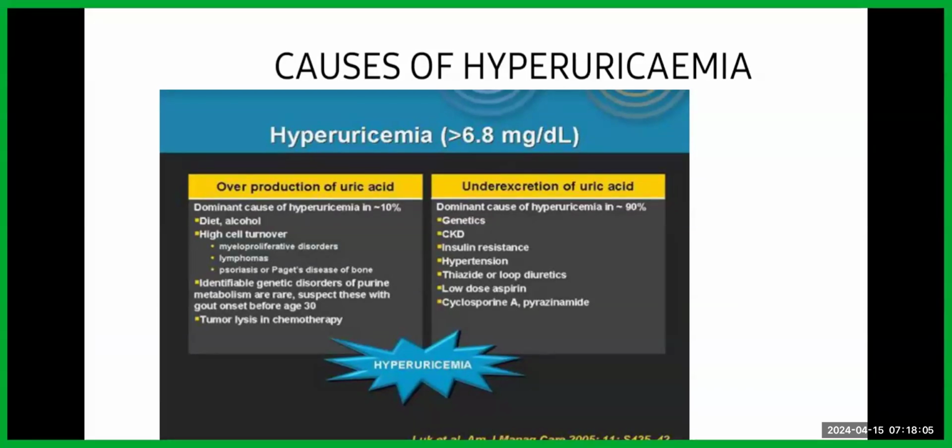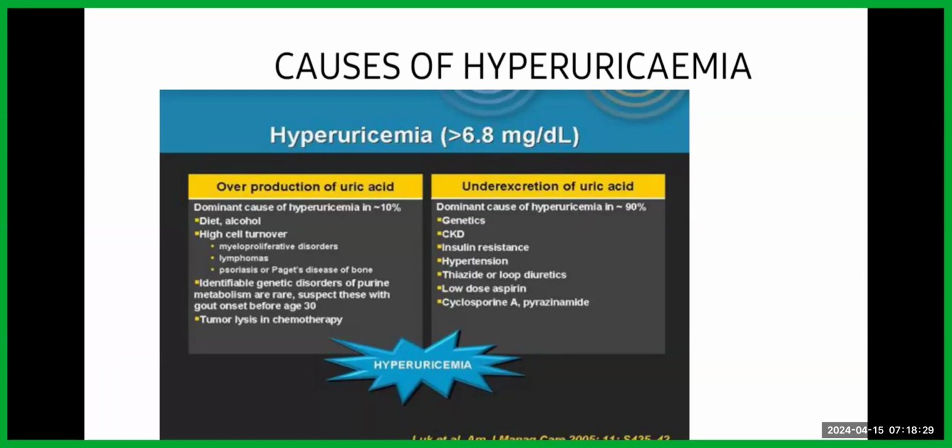So there is some genetic aspect to that. Chronic kidney disease is top, which is why we need to check UACR ab initio. Insulin resistance is also shown to promote that. Hypertension, just being hypertensive alone, is a risk factor. Thiazide and loop diuretics have hyperuricemia as one of their side effects. Low dose aspirin is also shown to do that. Cyclosporine and pyrazinamide, used for the treatment of TB, are also known to do that.